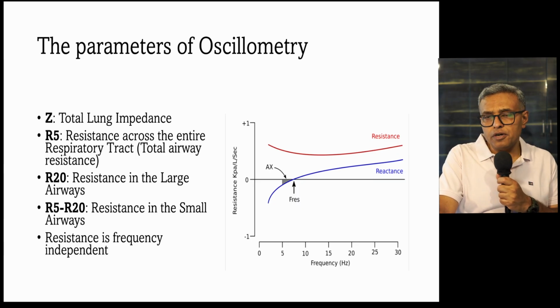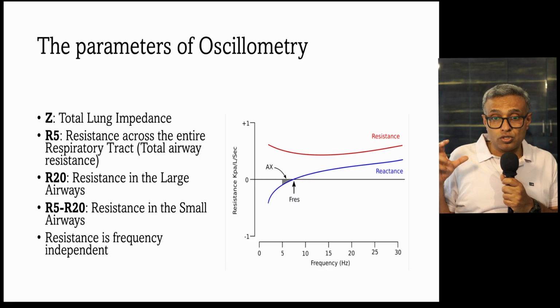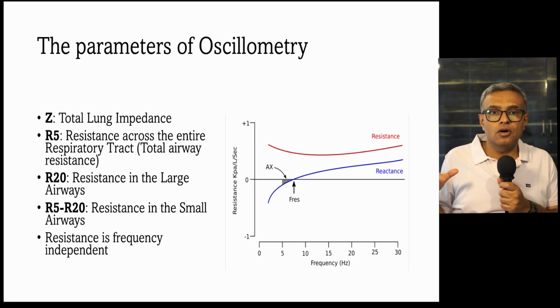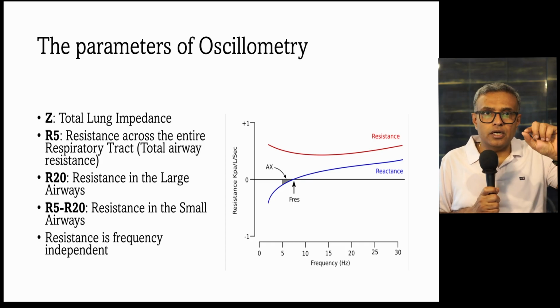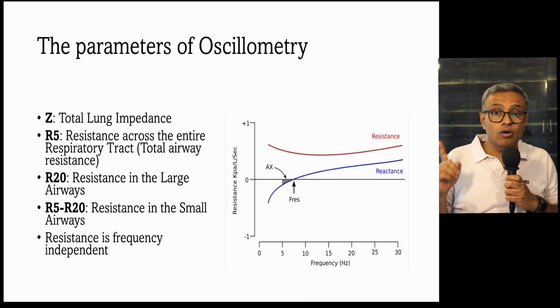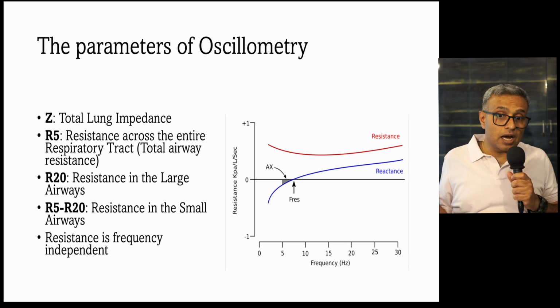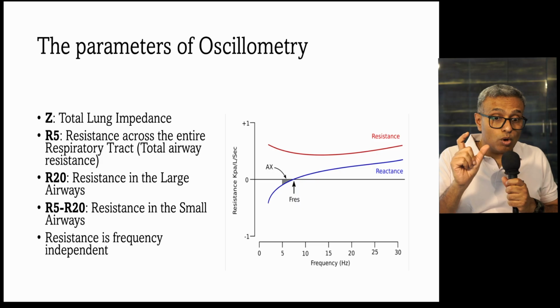Let's look at the different parameters of lung oscillometry. We have the total resistance, what is offered is the Z, which is the impedance, denoted by Z. R5 is the resistance across the entire respiratory tract, or the total airway resistance. R20 is the resistance of the large airways. R5 minus R20 is the resistance of the small airways.